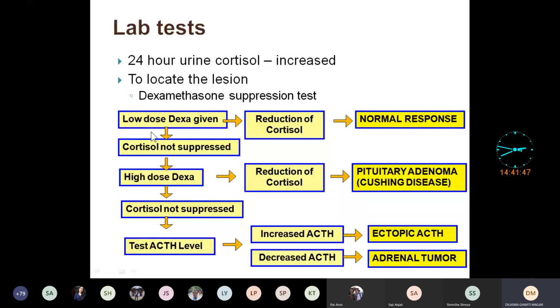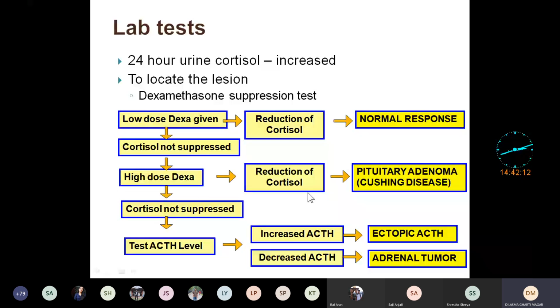Whenever cortisol is not suppressed with the low dose of dexamethasone, you can make out in the chart. Then in the next step we will give the high dose of dexamethasone. Whenever there is a reduction of the cortisol with the high dose, it indicates that the tumor is in the pituitary. So there will be a pituitary adenoma.